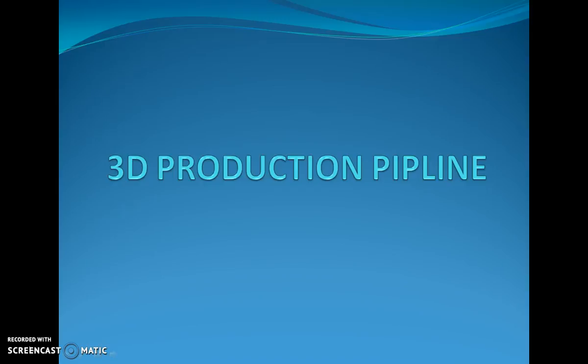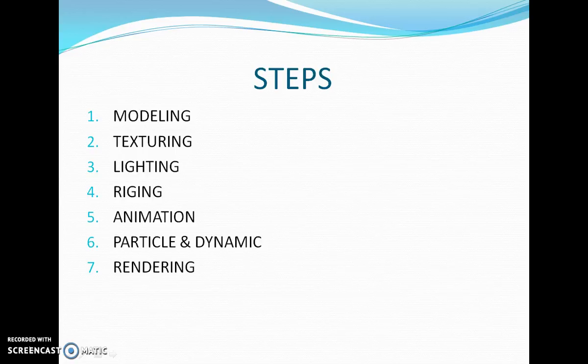The 3D production pipeline is divided into 7 steps. Step 1 is modeling, then step 2 is texturing, step 3 lighting, step 4 rigging, step 5 animation, step 6 particle and dynamic, step 7 is rendering.